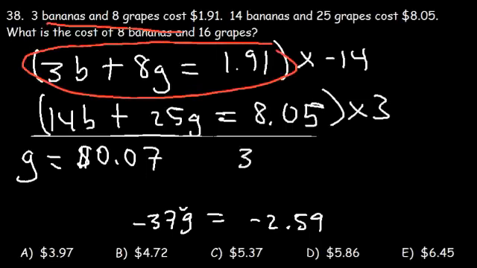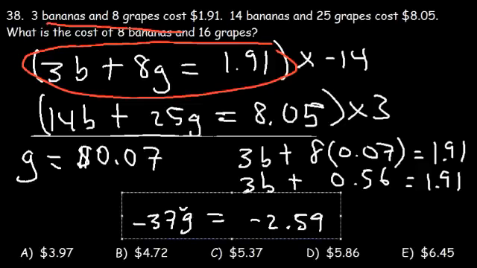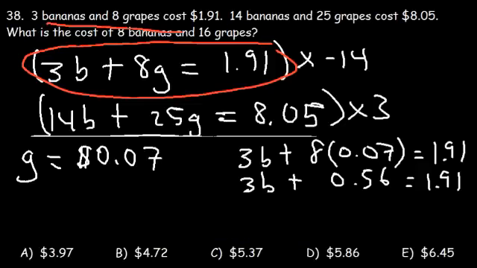So let's solve for B. 3b plus 8 times the value of a grape, which is 7 cents, is equal to $1.91. So 8 times 7 cents, that's going to be 56 cents. And $1.91 minus 56 cents, that's going to be $1.35 for 3 bananas. So therefore, if we divide that by 3, we can get the cost of a single banana. So each banana costs 45 cents.